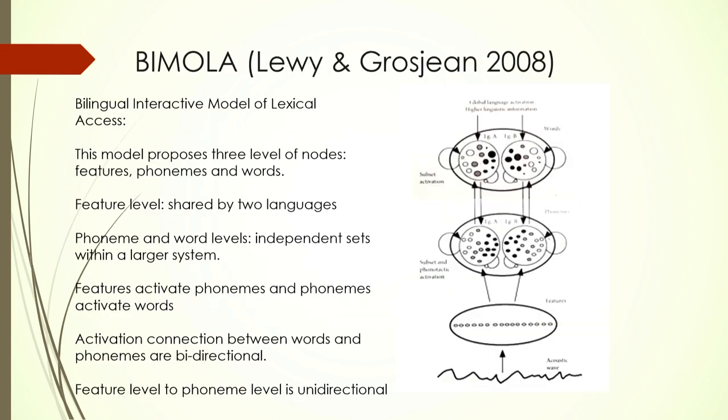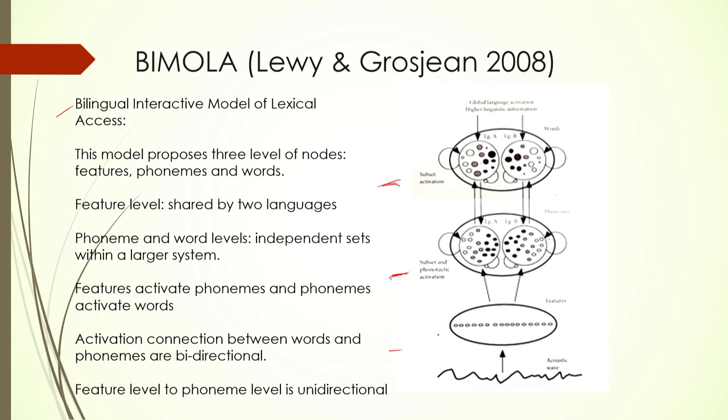Now, keeping all of that in mind, let's look at the model, BIMOLA, or either way you can pronounce it. This is the bilingual interactive model of lexical access. This model is similar to another model which we will see shortly. This model is entirely based on spoken auditory language processing. It proposes three levels of nodes. At the base level, at the very beginning, we have the feature level, then we have the level of phonemes, and then we have the level of words. These are the three levels of processing.